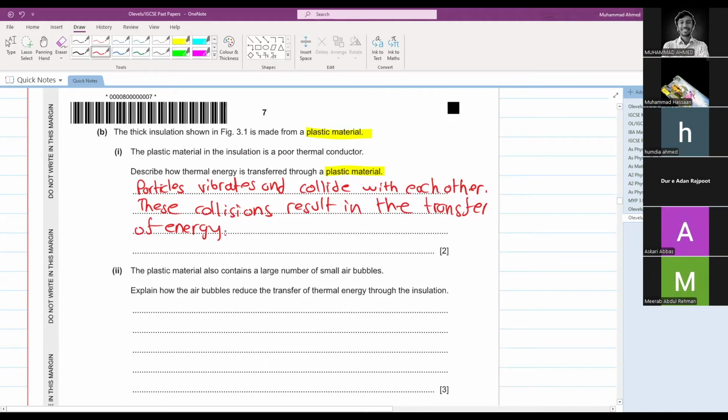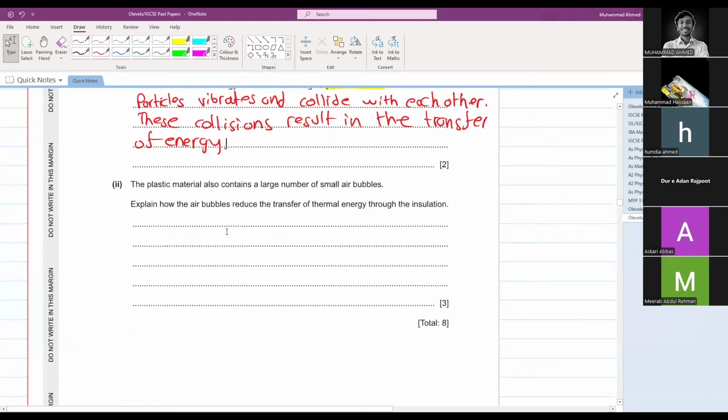Let's move on to part 2. The plastic material also contains, beta, this is an FAQ. ये FAQ है, ये याद रखना जरूरी है, ये एग्जामिनर का आजकल फेवरेट सवाल हुआ है. The plastic material also contains a number of small air bubbles. भाई प्लास्टिक मटेरियल में बहुत छोटे छोटे एयर बबल्स भी हैं. Explain how the air bubbles reduce the transfer of thermal energy through the insulation.